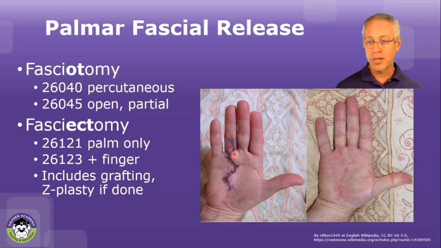But it's not uncommon to have to rearrange the skin around the closure of a Dupuytren's contracture to allow closure and allow that skin to come out to full stretch.